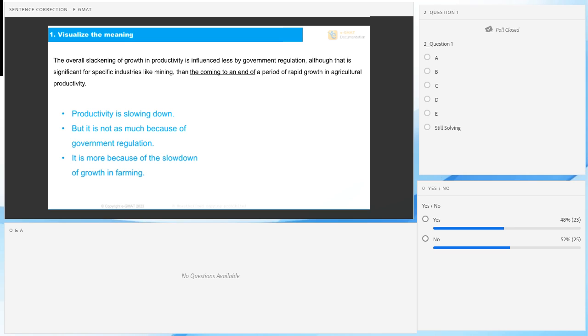Let's now summarize the entire sentence. So when you're reading the sentence, you break it down into chunks, you assimilate the meaning of every chunk, and then you summarize the entire thing. Productivity is, and in your own words, that's the key thing over here, in your own words, productivity is slowing down, right? But it's not as much because of government regulation. That was your factor one. It is more because of the slowdown of growth in farming. Okay, slowdown of growth in farming. All right. Everybody got the meaning? Yes, no?